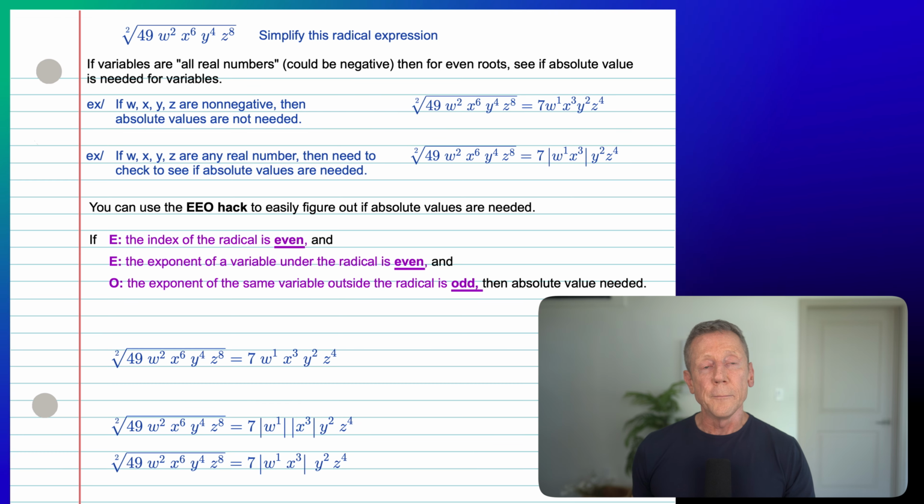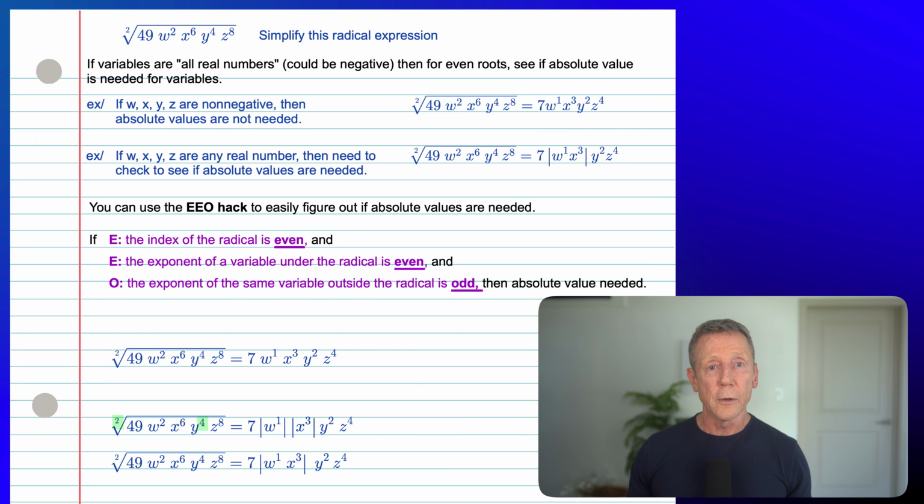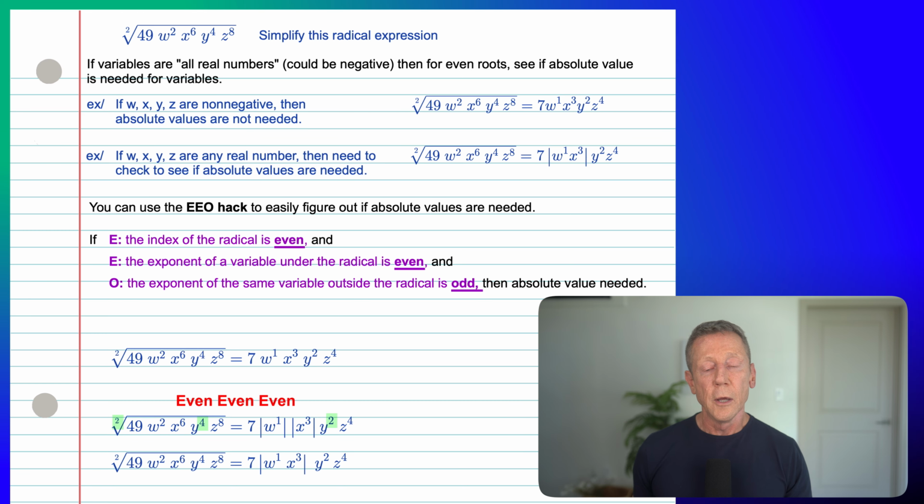Now let's look at the y. Again, even index, y to the 4th, that's even. But outside we have y squared, so that's even as well. So we have even, even, even. The y squared does not need absolute values.